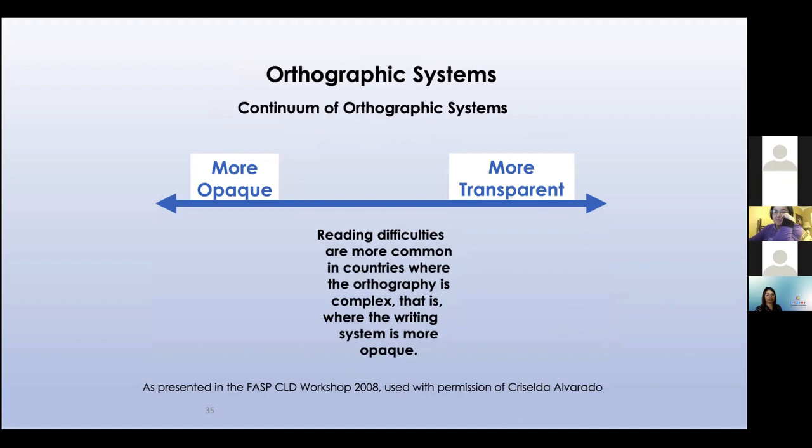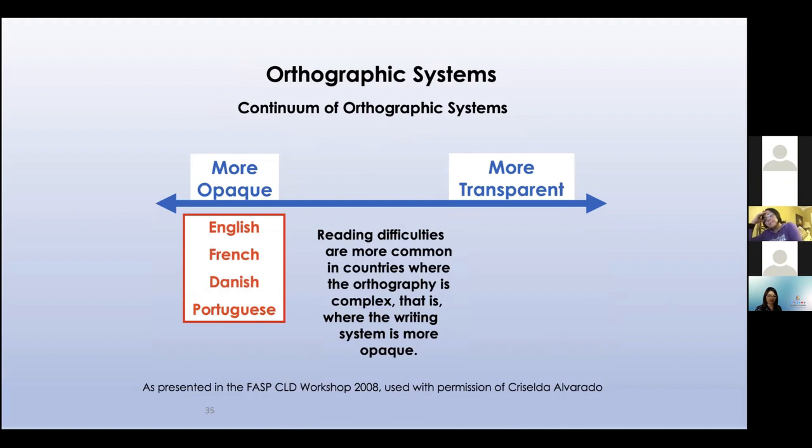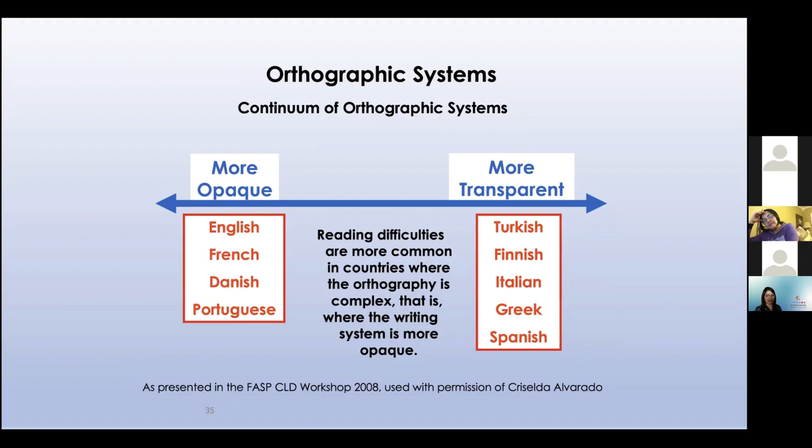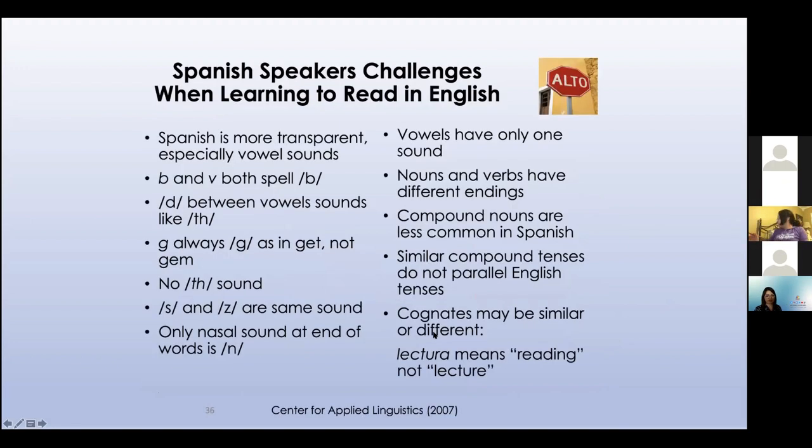Interestingly enough, reading difficulties are more common in countries where the orthography is more complex, in essence, more opaque. For instance, English, French, Danish, Portuguese, right? More opaque, because in English we don't have one sound for each letter. We have A-E-I-O-U, but A doesn't have just one sound, right? But in Spanish, more transparent, yes. A-E-I-O-U, that's it. So there's only one sound. So it's more transparent. So there are more reading difficulties when there's a difference in the orthography. So we have to know that.